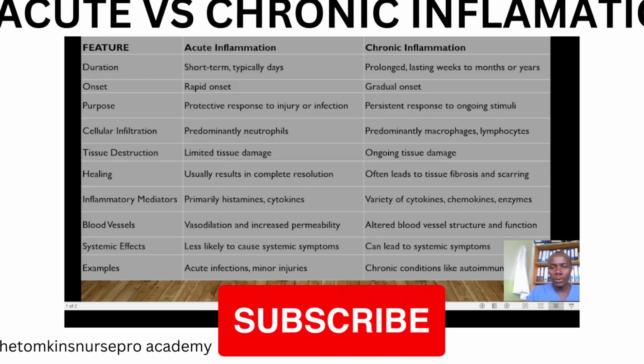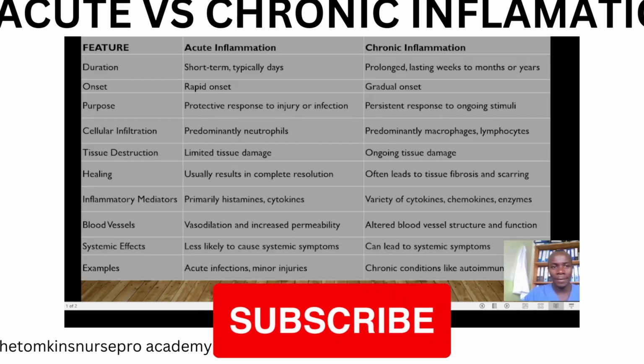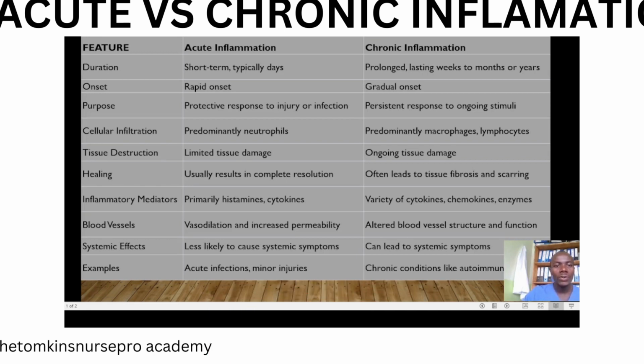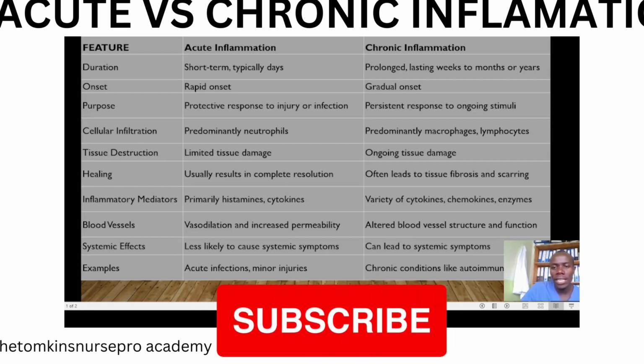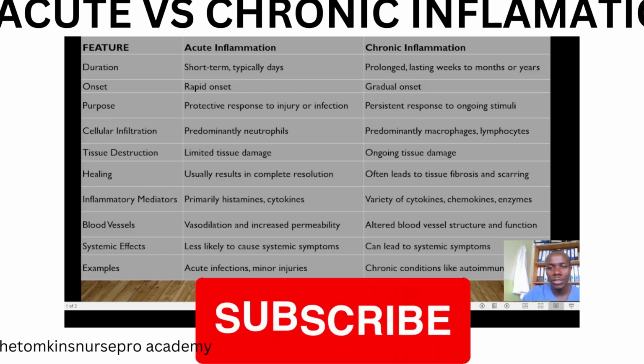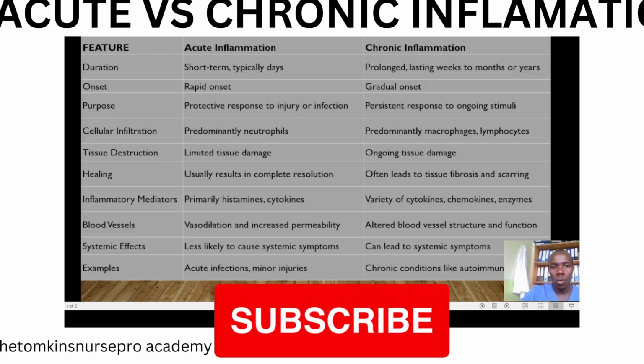Hello and welcome to the differences between acute inflammation and chronic inflammation. Guys, we are differentiating the two terms, looking at the duration it takes, the onset, the purpose, the cellular infiltration, tissue destruction, healing, the inflammatory mediators involved, the effect on the blood vessels, the systemic effects, and the examples in the two sections. So, welcome.